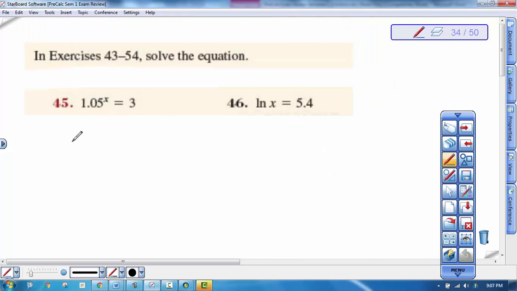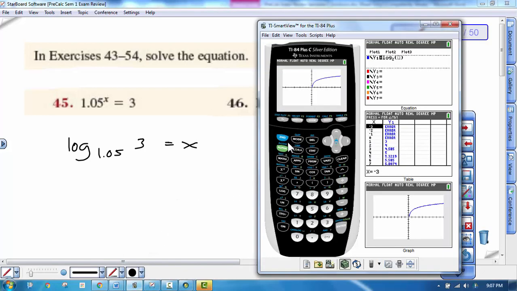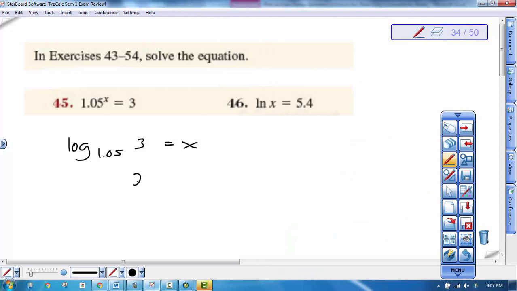Okay, let's solve a couple more equations. To solve these, you can put them right into log form. Log base 1.05 of 3 equals x, because a log is an exponent. So this is something you can do right in your calculator. If you use the alpha window, log base is 5, and that's 1.05 of 3, and it gives you your answer of 22.517 for x.